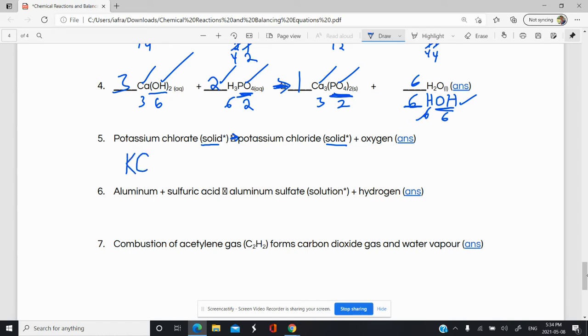So potassium chlorate, using our crisscross method, is KClO3. We're told it's a solid, so we can put a little S there. And we can put our arrow over here, and it's going to give us potassium chloride, and we're told that's a solid as well.